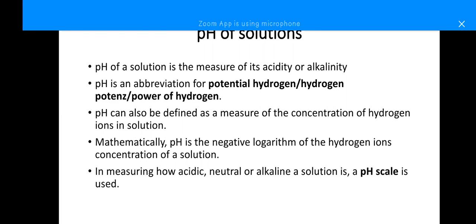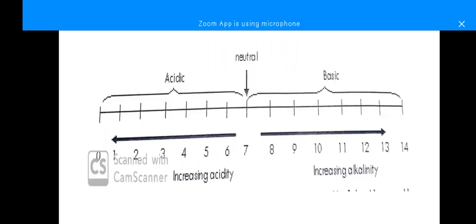Now, in measuring how acidic, how alkaline, how neutral a solution is, the instrument that we use is the pH meter, on which there is a scale, the pH scale. So the scale is on the meter. This is the pH scale, the pH meter showing you the scale. This scale runs from 1 to 14. At the point 7, being the midpoint from 1 to 14, is the neutral point. Then from 1 to 6.9 measures the acidity or acidic content in the solution. Then from 7.1 to 14 measures the alkaline nature of a solution.